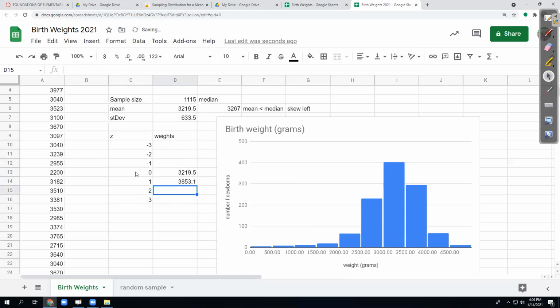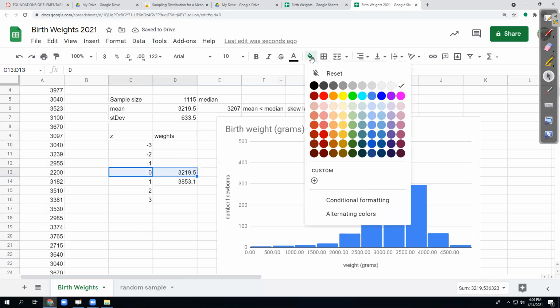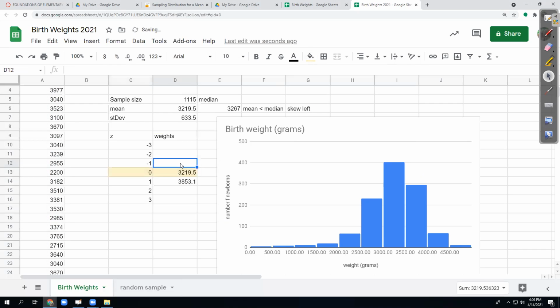On the other side, I think I'll highlight this, that's my middle. On the other side, -1 z-score means from the mean, subtract a standard deviation. So equals the mean minus a standard deviation. So a birth weight of about 3,800 grams is about 1 standard deviation above average. A birth weight of about 2,600 grams is about 1 standard deviation below average. Let's get some other ones.